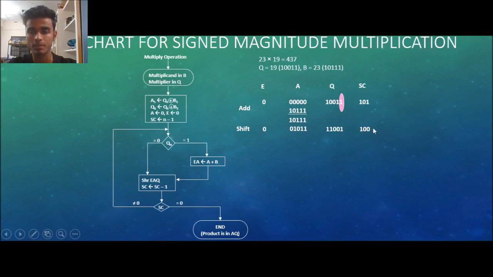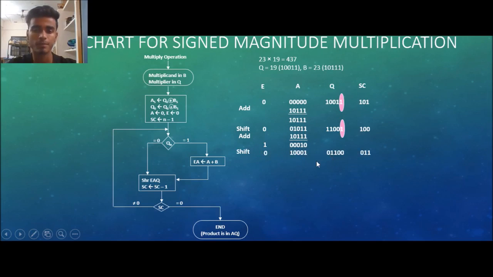After shifting, we see that Qn is 1 again, so we'll follow this route again and we'll add 10111 to 01011, that is A. After addition, we get 1000010. Now we'll shift everything to the right again.